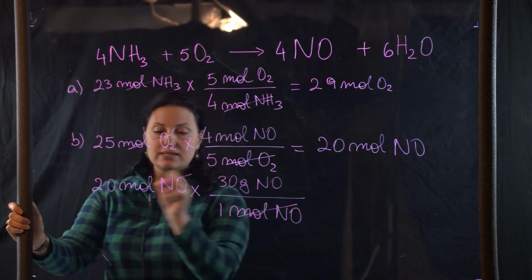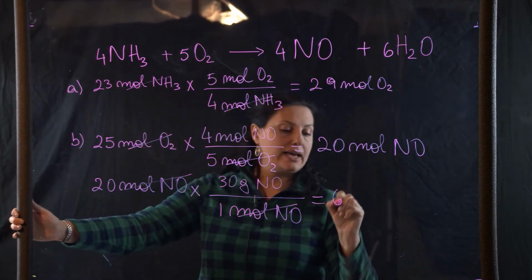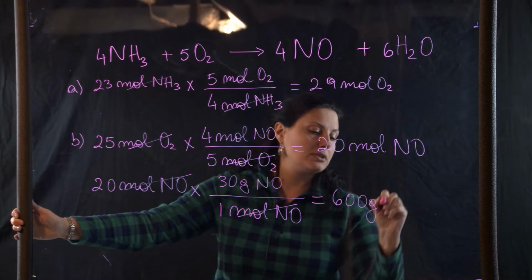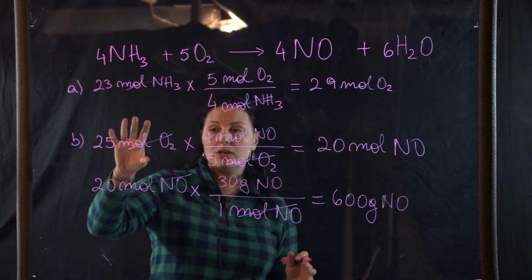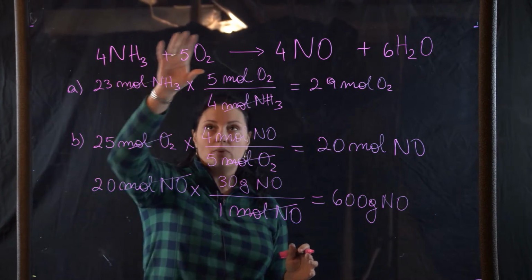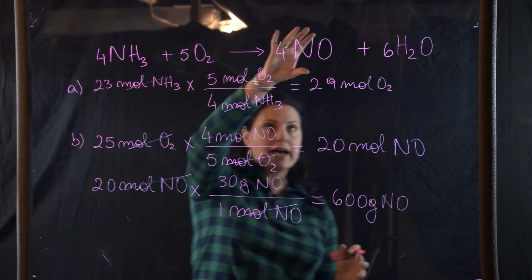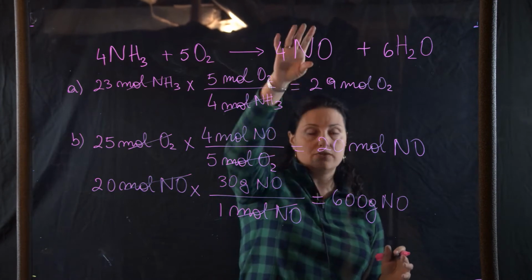My moles will cancel, and I get 600 grams of NO. So I successfully took an amount in moles of one of my reactants and figured out an amount in grams of a product.